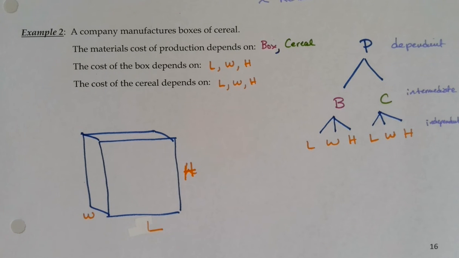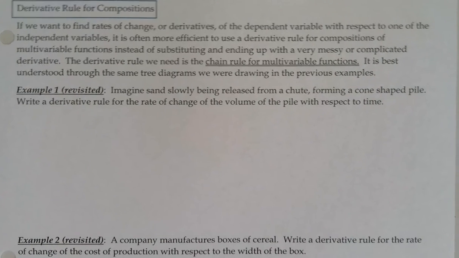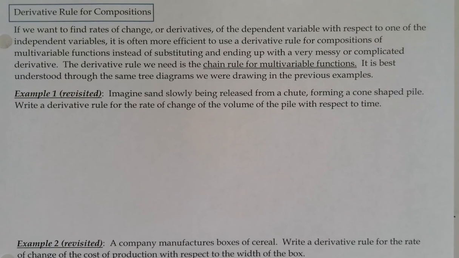Okay, now that we see that multiple variables can be attached, both intermediate and independent variables, to a larger dependent variable, what does this mean for taking the derivative? The answer is if you want to find the rate of change or derivatives of the dependent variable with respect to independent variables, it's often more efficient to use a derivative rule for composition of multivariable functions instead of substituting and ending up in kind of a mess. What you'll do is essentially the chain rule.